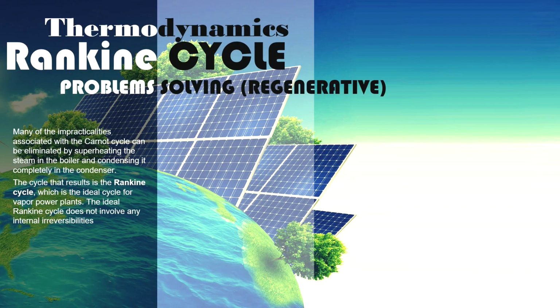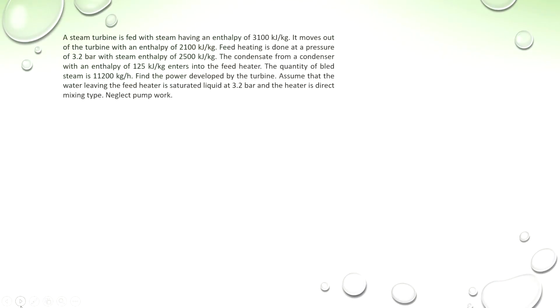So we'll be solving some problems today on the regenerative Rankine cycle. First, take a look at the question. A steam turbine is fed with steam having an enthalpy of 3100 kilojoules per kg. This is the enthalpy of the steam at the inlet of the turbine. Then it moves out of the turbine with an enthalpy of 2100 kilojoules per kg. That refers to the turbine exit.